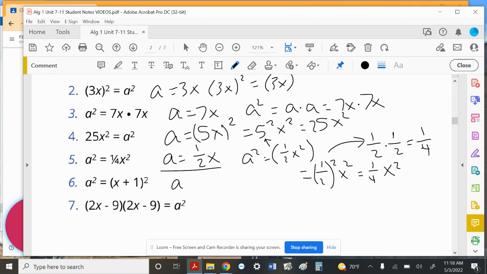In this case, our a would have to be x plus 1. So all we have to do is plug it in there, and of course we get (x plus 1) squared. And in this last case, a would be 2x minus 9. Now we're starting to see some different ways to write perfect squares. And in the next one, we'll start getting into a little bit more about these perfect squares.